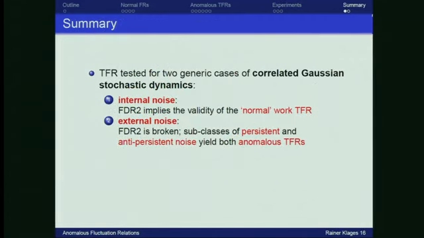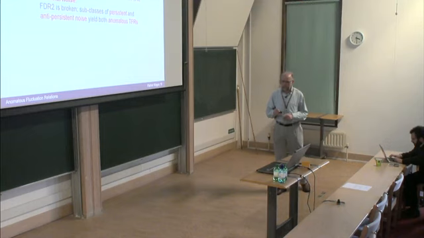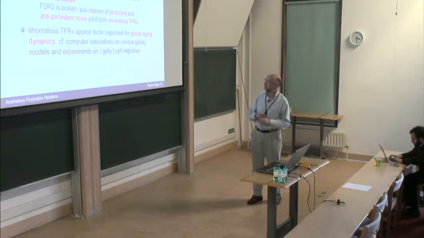Okay, that's it basically. So as a summary, we have tested the transient fluctuation relation for 2 generic cases of correlated Gaussian stochastic dynamics. Internal noise defined by the existence of FDR2. And from that, it trivially follows that you have the normal work transient fluctuation relation. However, if you have external noise, if you break FDR2, then you get deviations from the normal form. And the precise details depend on whether you have persistent or anti-persistent noise, but then you get typically time-dependent prefactors.